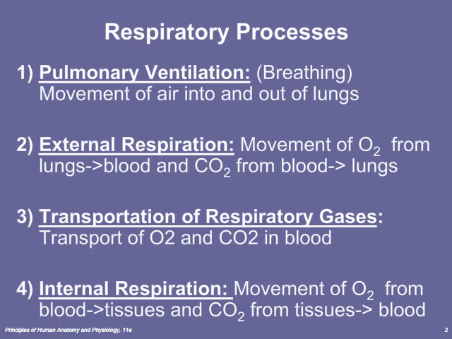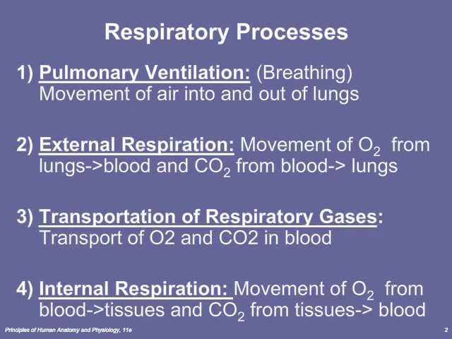The next process we're going to talk about is transportation of respiratory gases. Basically, how do the gases get to where they're going? Once oxygen is absorbed in the lungs, it then has to be transported through the pulmonary capillaries into the pulmonary veins and eventually reach the systemic circuit. And the way that it does this is it binds to the hemoglobin molecule within our erythrocytes or red blood cells. We're also going to talk about the different ways in which CO2 is transported.